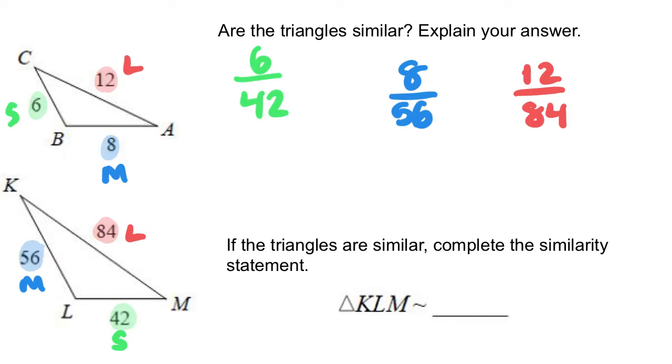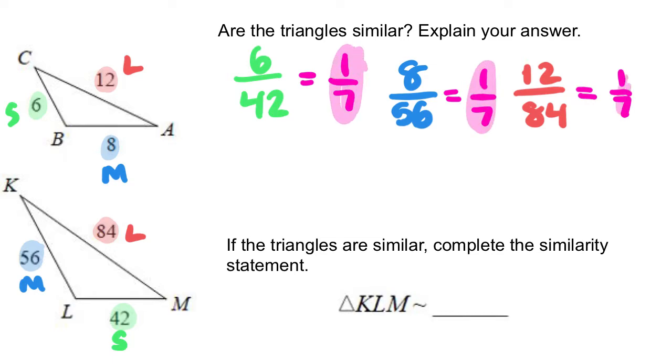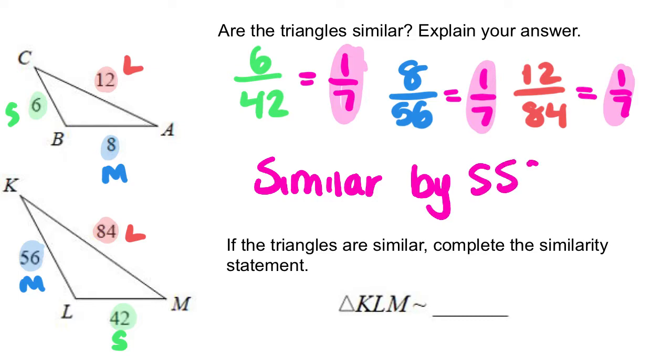Now when I simplify these ratios, 6 over 42 becomes 1 over 7. 8 over 56 becomes 1 over 7. And 12 over 84 becomes 1 over 7 as well. Because all of these are the exact same, we can say that the triangles are similar by side-side-side similarity. Then I need to complete the similarity statement.